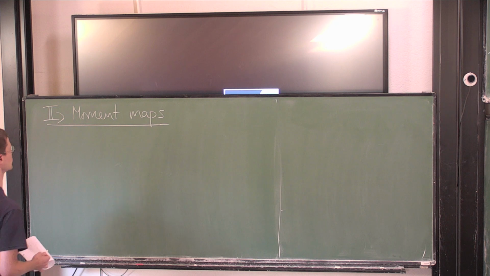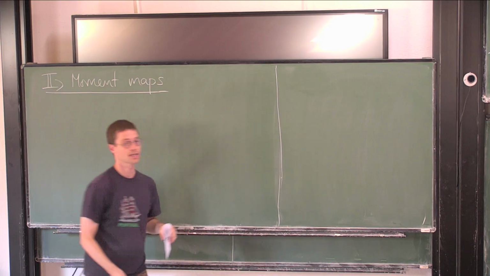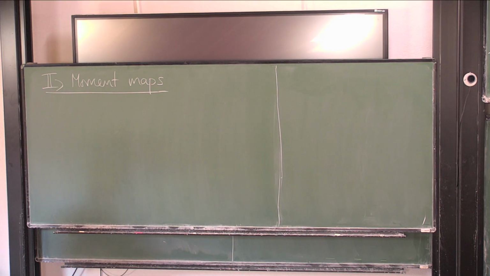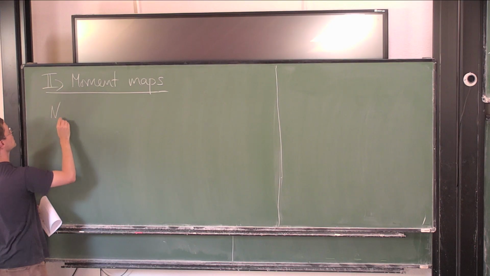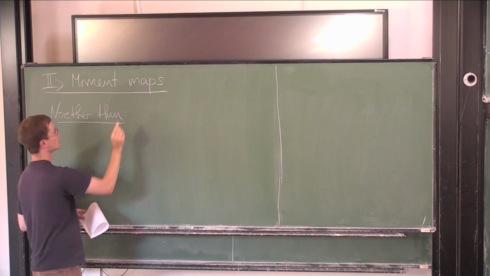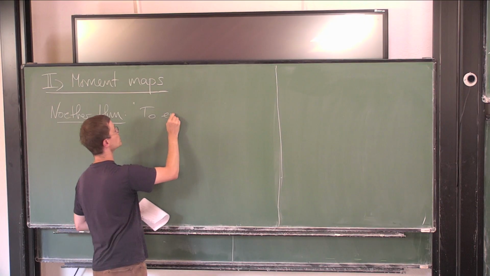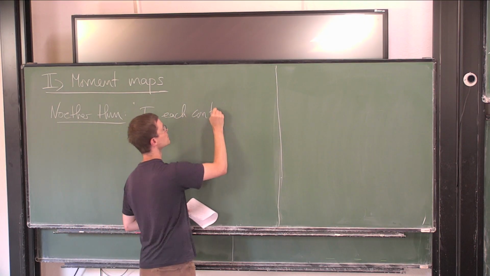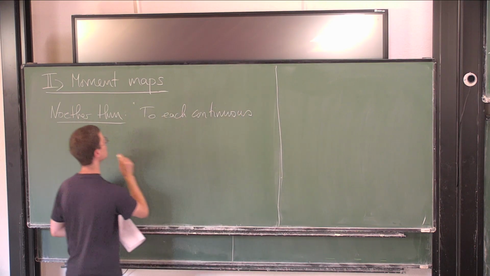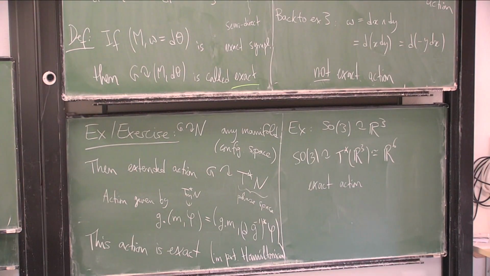So for me now the really cool stuff starts, because now we have all this vocabulary about these different kinds of actions. We really can try to understand symmetries. There's this Noether theorem, which probably most of you have seen, which informally says something like, to each continuous symmetry is associated a conserved quantity.